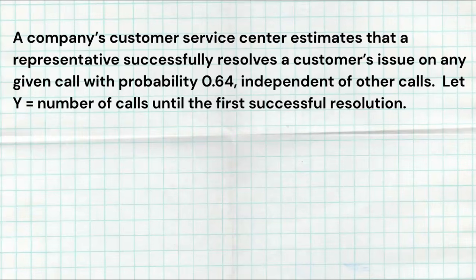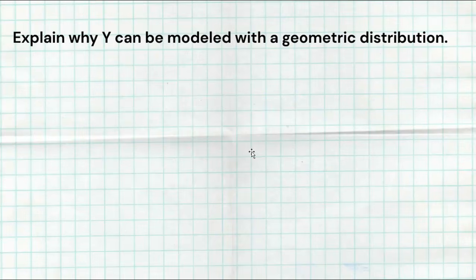So we're going to let Y be the number of calls until the first successful resolution. Now, that's what makes this geometric. We're looking for the first successful resolution. After that, well, we really don't care. All we care about is the probability of getting Y. How many calls until that first successful call? All right. So the first question says, explain why this is a geometric distribution.